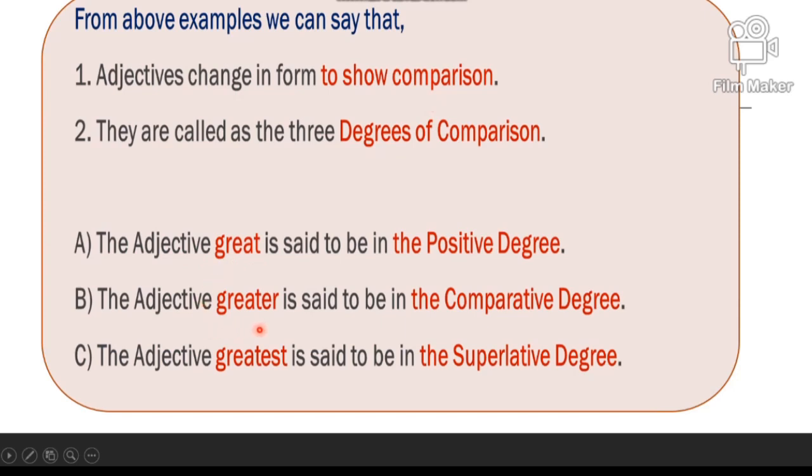Great, greater, greatest. The adjective great has changed its form. Er is added, here est is added. They are called the degrees of comparison. The first sentence where great was used is the positive degree. The second example where greater was used is the comparative degree. And the third sentence in which greatest was used is the superlative degree of comparison. Let us see all these degrees in detail with examples.